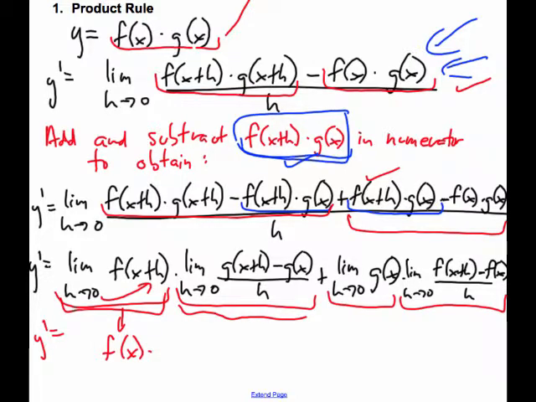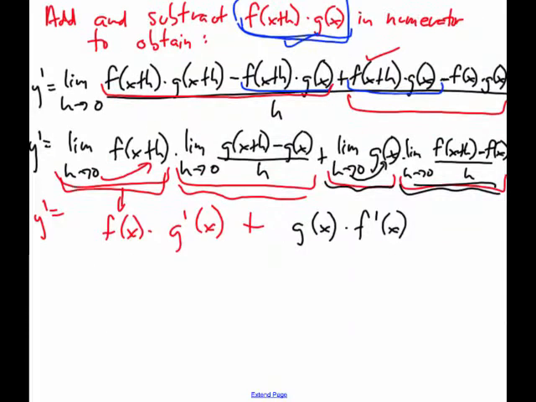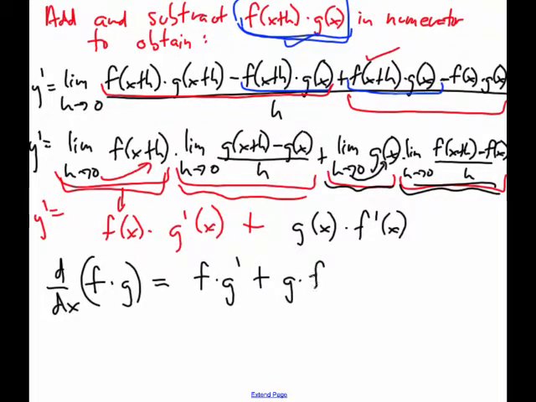And as I do my limit, as h goes to 0, this will go to f of x. This you will recognize as the derivative of g, so g prime of x. Next, the limit as h approaches 0 of g of x would just be g of x. And this last piece, the limit of h going to 0 of this, would be f prime of x. In other words, we've shown that the derivative of f multiplied by g is f times g prime plus g times f prime.